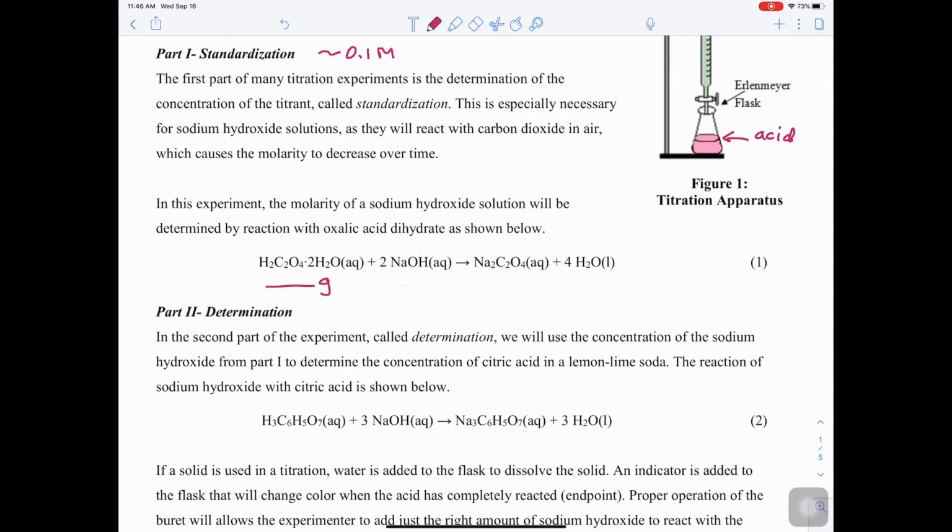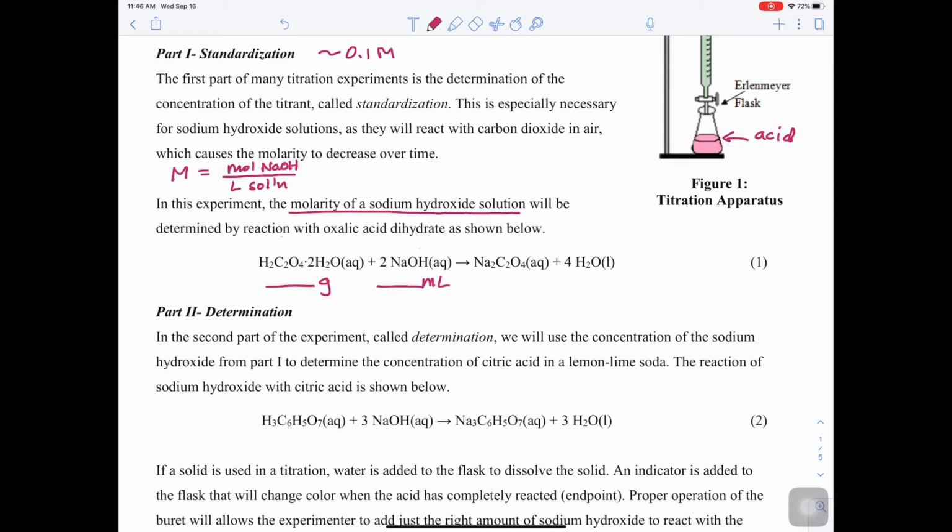We're going to titrate that solution with sodium hydroxide until the reaction is complete, which we'll recognize by the color change. And then we can measure the volume of sodium hydroxide that has been added. Our goal here is to find the molarity of the sodium hydroxide solution. Remember that molarity equals moles divided by liters. So here it's moles of sodium hydroxide divided by liters of solution.